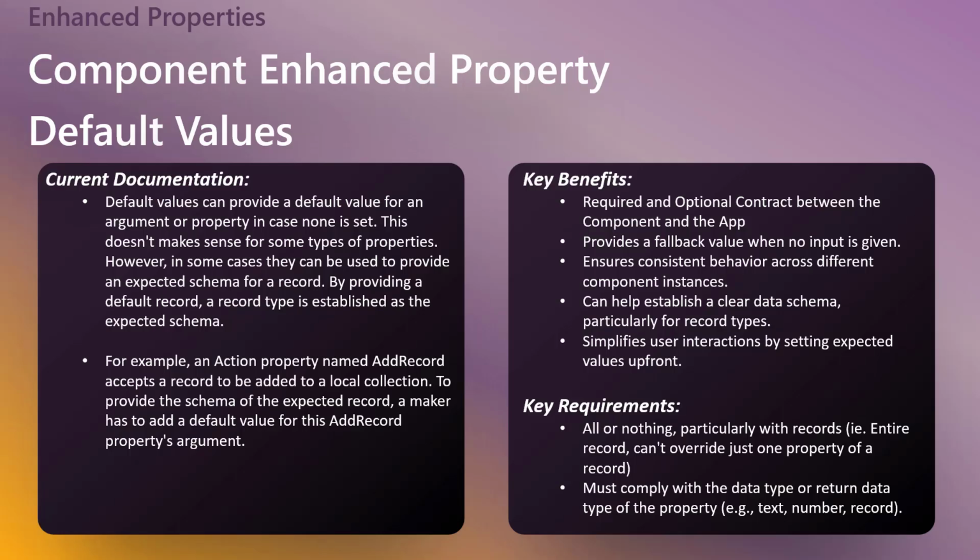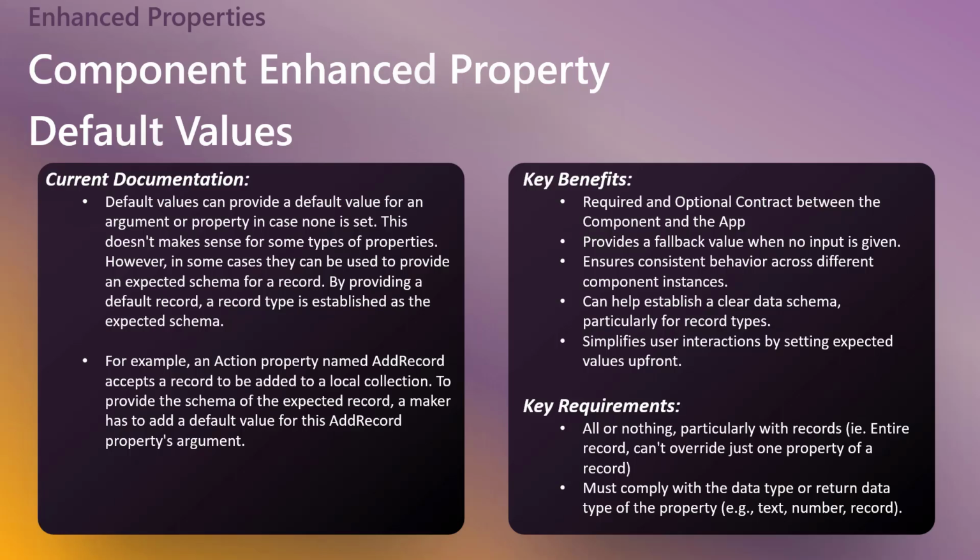But it also ensures consistent behavior across your component instances and can help establish a clear data schema. So for example, if you're using records and you've got very specific data in your record that you need, it provides that clarity, which is super valuable. And then it simplifies user interactions by, again, setting that expectation of values up front.